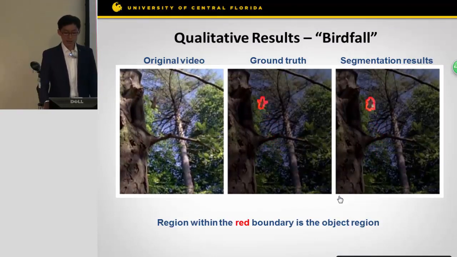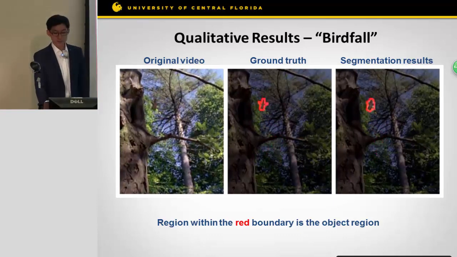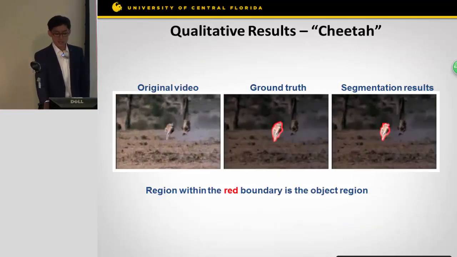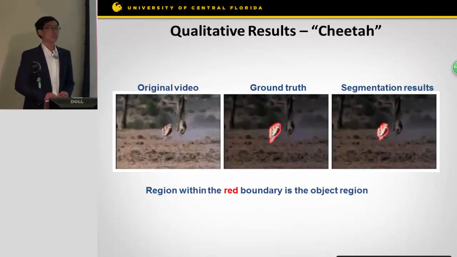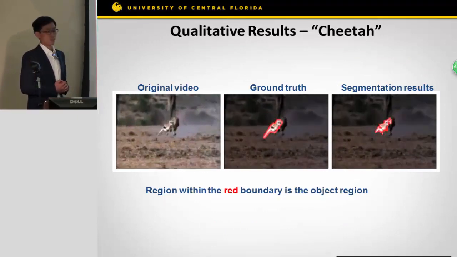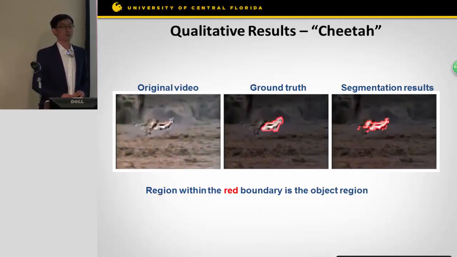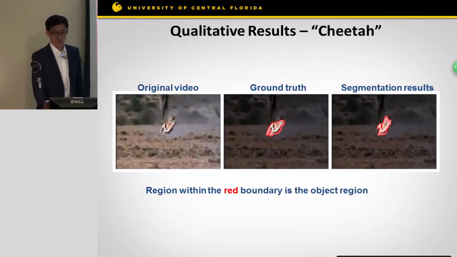Similarly, here I'm showing the bird fall video from the same data set. And this is the cheetah video from the same data set. This video is extremely challenging because the foreground object looks very similar to the background, but still we can get good segmentations for the object.